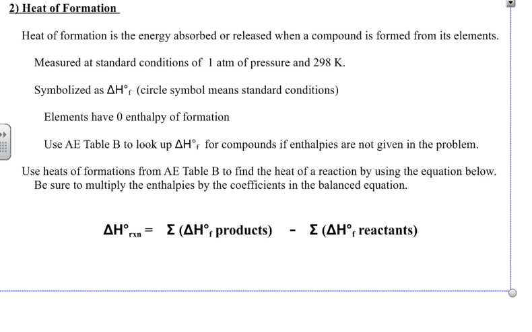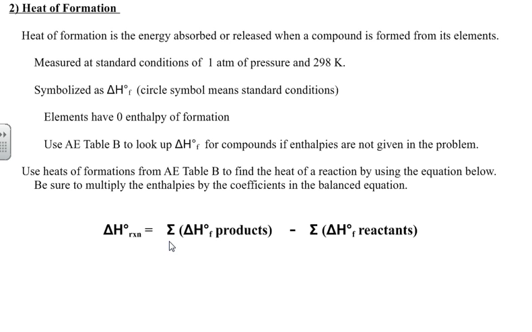We have a mathematical equation that you see here, delta H of the reaction. The enthalpy of the reaction is equal to sigma. That sigma just means the sum. So you're going to take the sum of all the enthalpy of the products, and you're going to subtract the sum of all the enthalpy of the reactants.